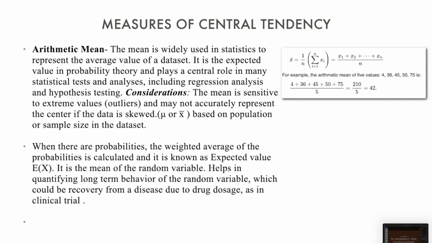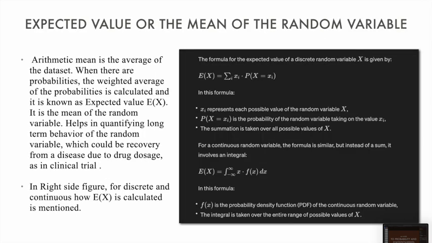And the expected value, or the mean of the random variable: the arithmetic mean is the average of the data set. When there are probabilities, the weighted average of the probabilities is calculated and it is known as the expected value. It is the mean of the random variable, and helps in quantifying the long-term behavior of the random variable, which could be recovery from a disease due to drug dosage, as in a clinical trial. In the right side figure, for discrete and continuous, how E of x is calculated is mentioned.